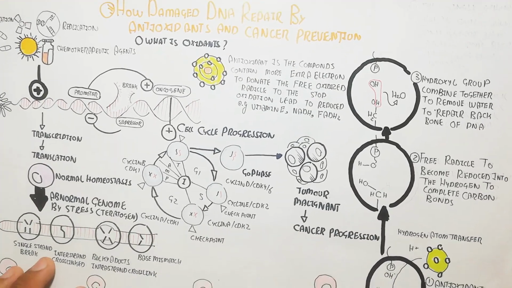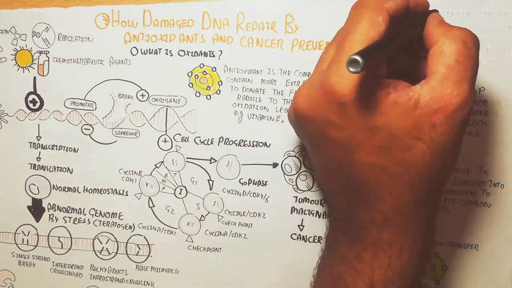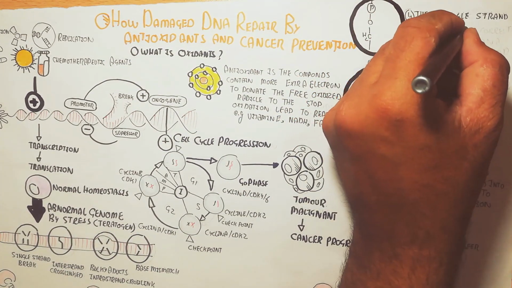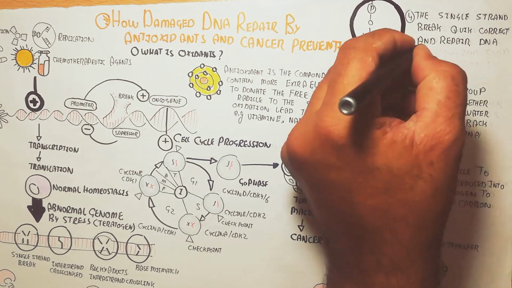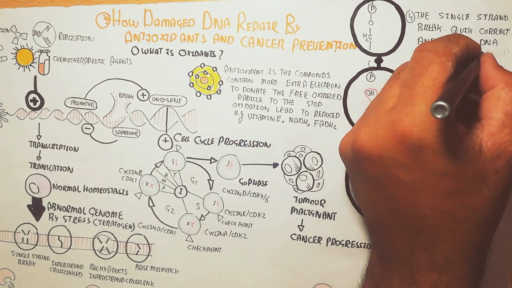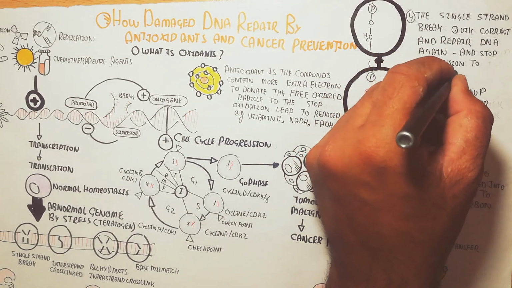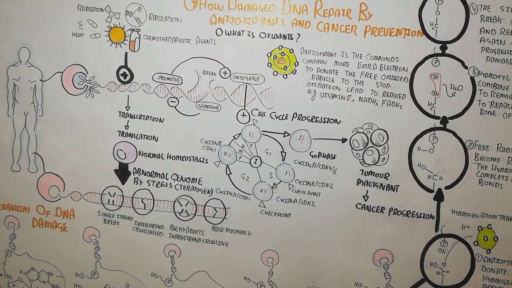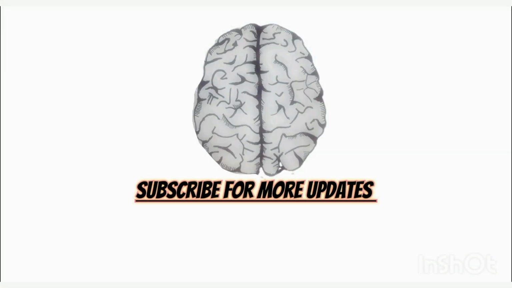And the single strand break is quickly corrected and repaired, stopping the progression of damage that leads to cancer. So in this way it works properly, and that is why DNA damage is repaired through antioxidants. I hope it makes sense.